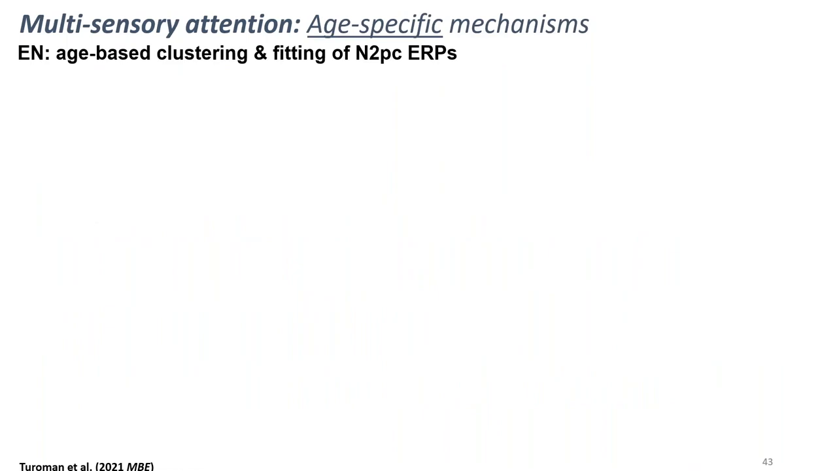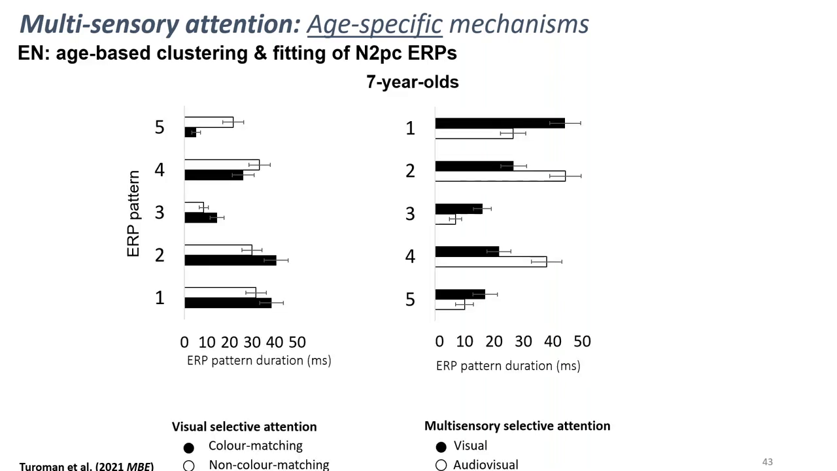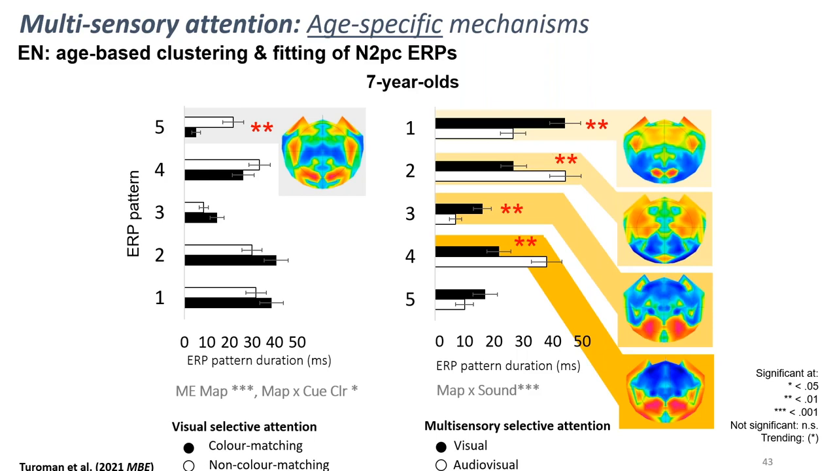Right. But we were also interested in mechanisms that were more specific to the age of our participants. So instead of clustering using adults as the subjects where we would identify the EEG stable patterns, we would cluster the patterns within each age group separately. And what we found here for 7-year-olds is a map that was modulating with the color of the distractor, showing that now, for the first time, children are showing brain networks that are sensitive to visual selective attention. But also, the remaining 4 EEG stable patterns that were present in the N2PC time window were also sensitive to the nature of the distractor, reflecting a brain basis for multisensory selective attention.